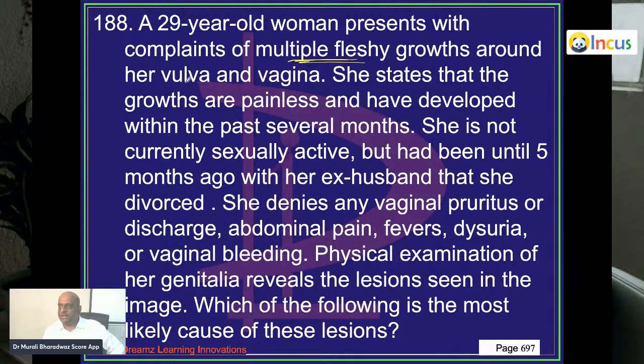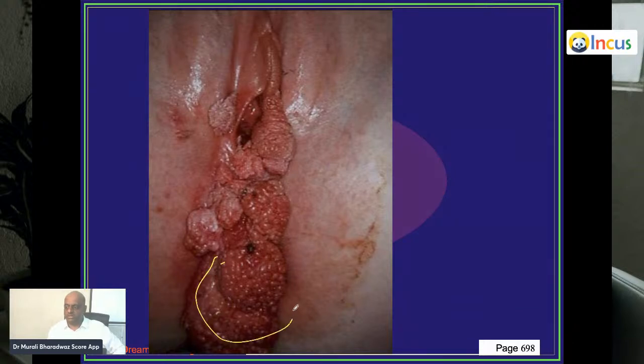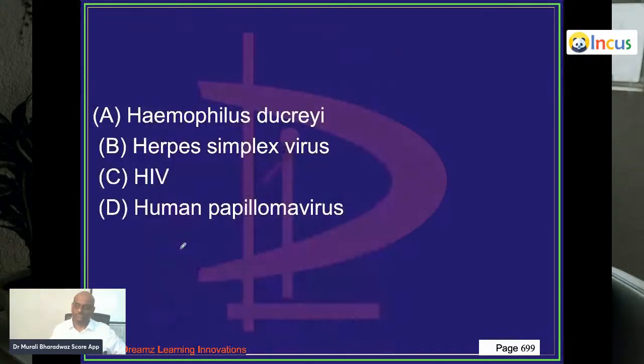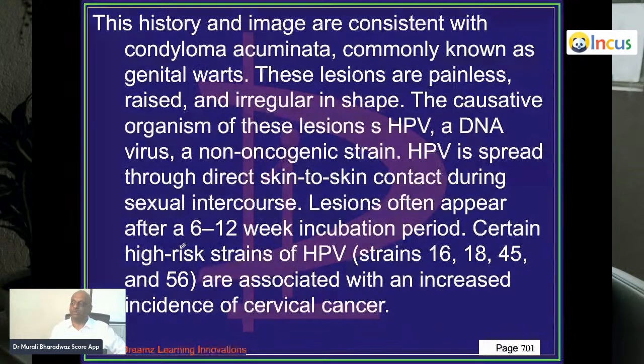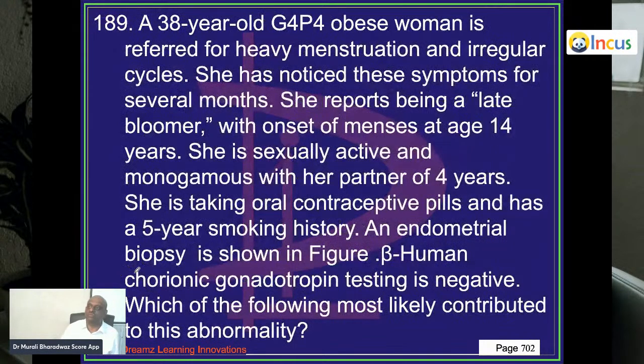29-year-old with multiple fleshy growths on the vulva and vagina. And what is this, doctor? Condyloma acuminata, which is caused by human papilloma virus. And what are the high-risk strains among the HPV for cervical cancer? Hot question. 16, 18, 45, 56. Right? So there is a high risk of developing cervical cancer, is what you need to remember.